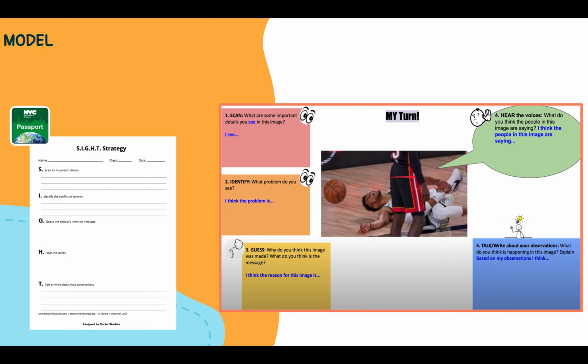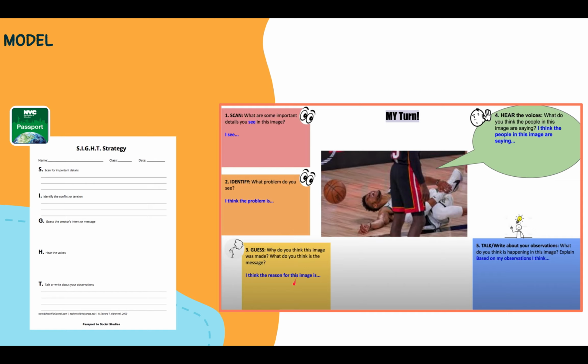So I would scan the image and start noticing what are some important details that I see. I would use the sentence starter in my expression. That way they are able to see the connections that I'm trying to make and how I'm using this organizer purposefully. Then I'd go on to identify what the problem is here. Again, using the sentence starters and modeling that thinking.